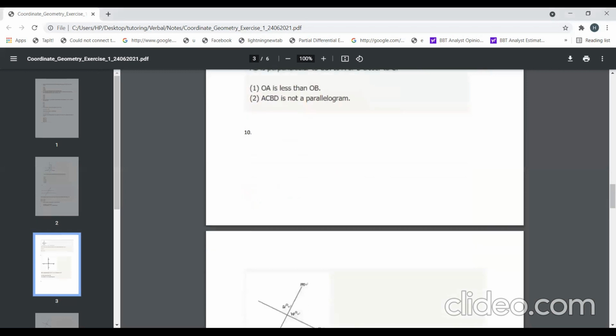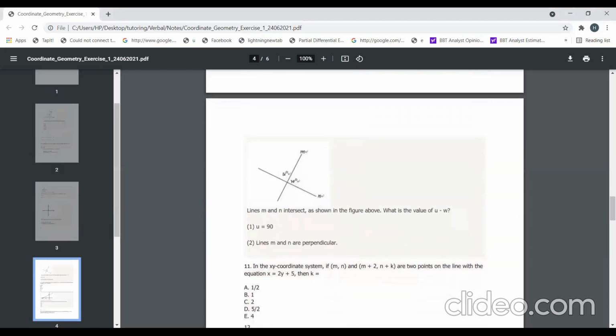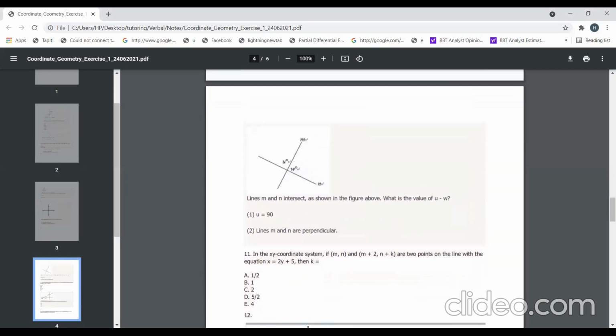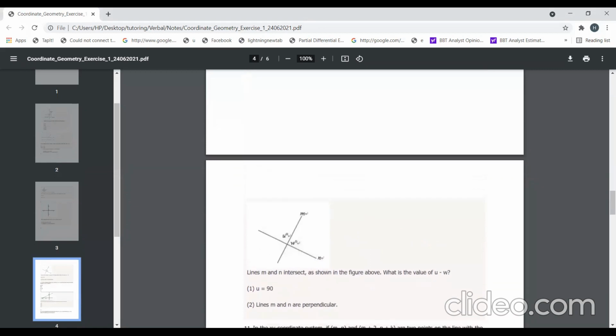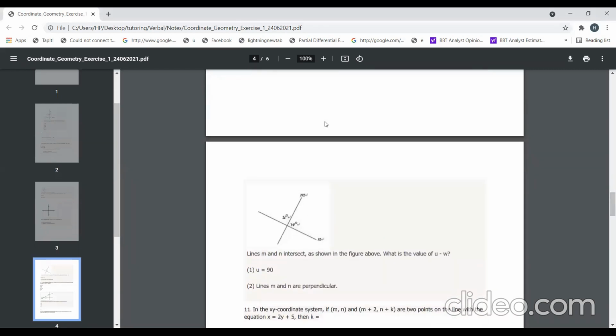Let's move ahead. Lines M and N intersect as shown in the figure above. What is the value of U minus W? U is given to be 90 degrees. That means this is a right angle triangle. This is a right angle. If this is a right angle, this would also be a right angle. Right? So U would be equal to 90 and W would also be equal to 90. That means U minus W would be equal to 0. So this piece of information is enough to calculate U minus W.